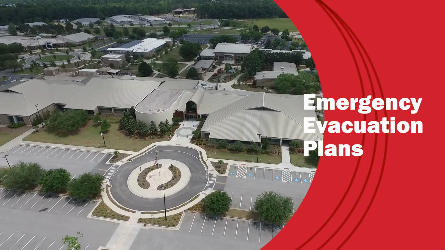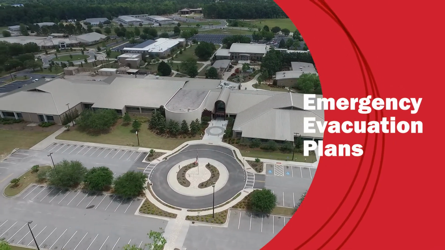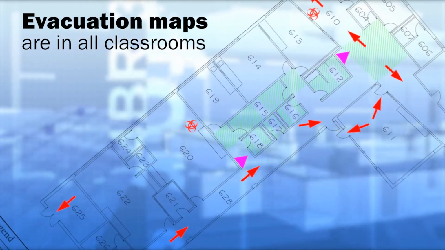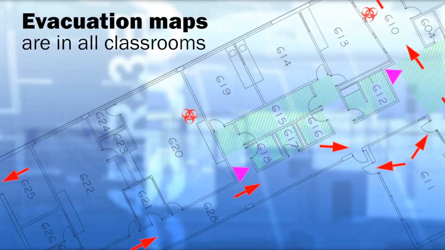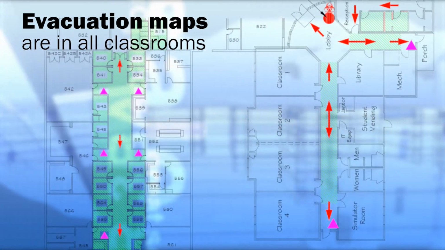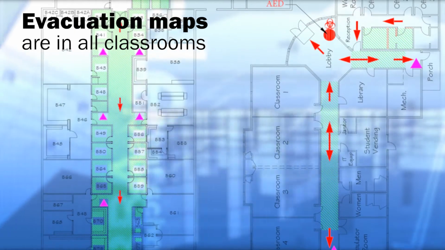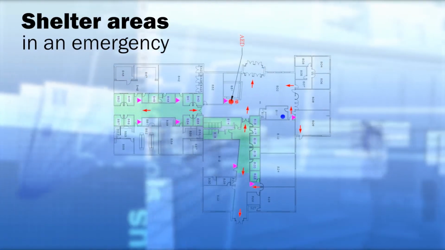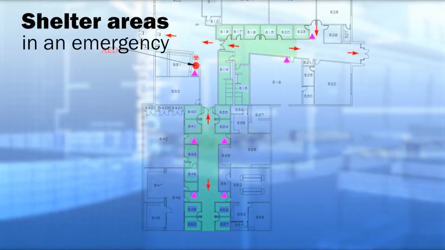Let's begin by talking about our emergency evacuation plans. Evacuation maps are located in all classrooms, which detail the evacuation route to take in the event of an emergency. Please familiarize yourselves with these maps for each classroom you utilize at OTC. The evacuation maps will also indicate the shelter areas within each building.